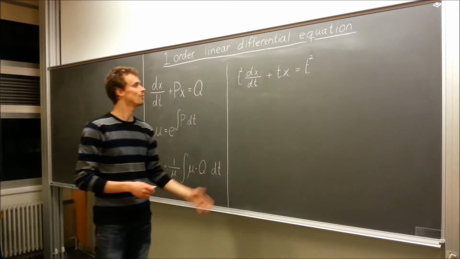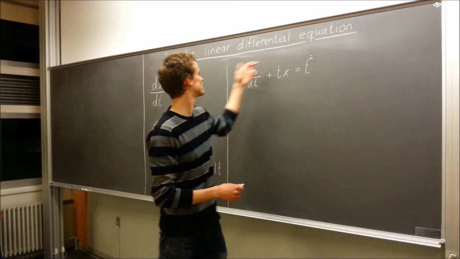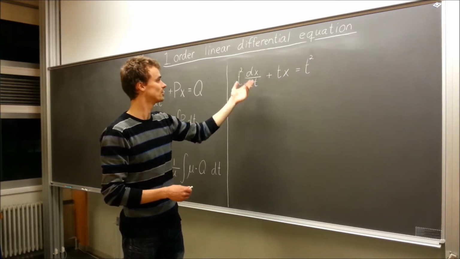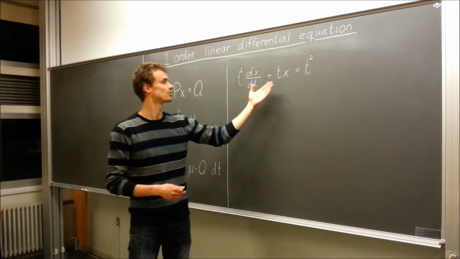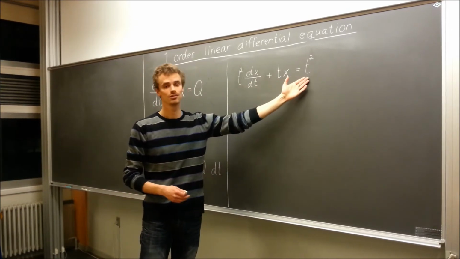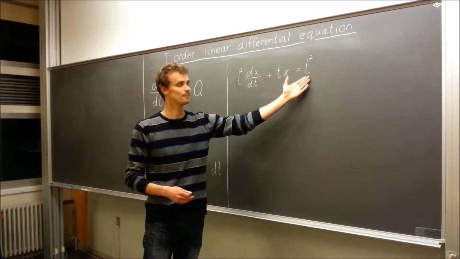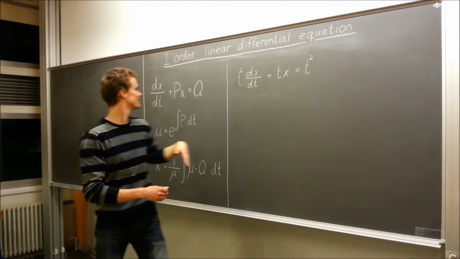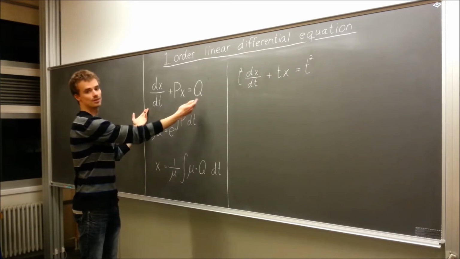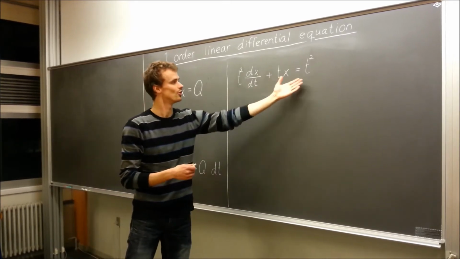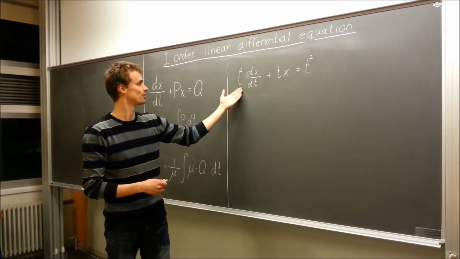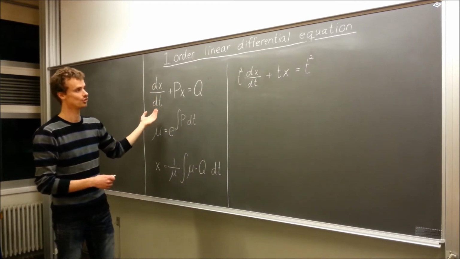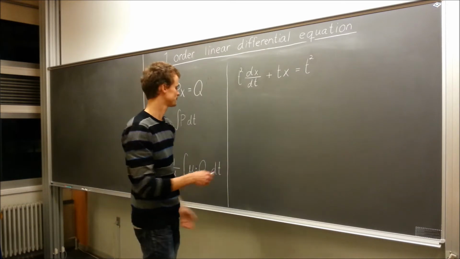Now I have this example here: t raised to the second power times dx over dt plus x equals t raised to the second power. The first thing we see is that this equation is not in this form. So we have to divide the whole equation by t to the second power to make it in this form. So I will start doing that.